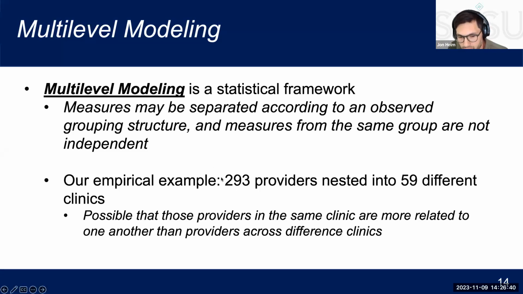But that might not be the case for this type of data, right? If you have 293 providers that are each in 59 different clinics, it's possible that people in the same clinic are related to each other. By related, we just mean that, for example, if people are rating what the norms are like in their clinic, then people from the same clinic are probably going to have a similar measure for the norms because they're in the same clinic, right? So in the regression world, we would assume that every single person's responses are independent. They're not related to each other.